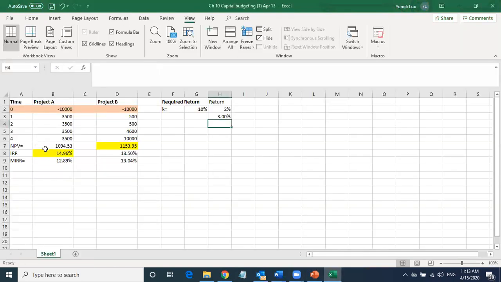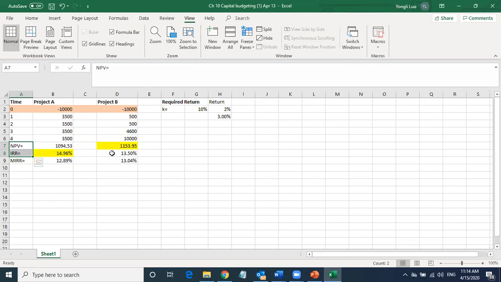If you use net present value, you choose project B, right? If you do internal rate of return, you choose project A. So which one are you supposed to choose? Because these two methods give you conflicting decisions, that's why you need to do a net present value profile. If the two methods give you the same decision, you don't have to do it. But these two give you different decisions, so you have to do the next step, the net present value profile.